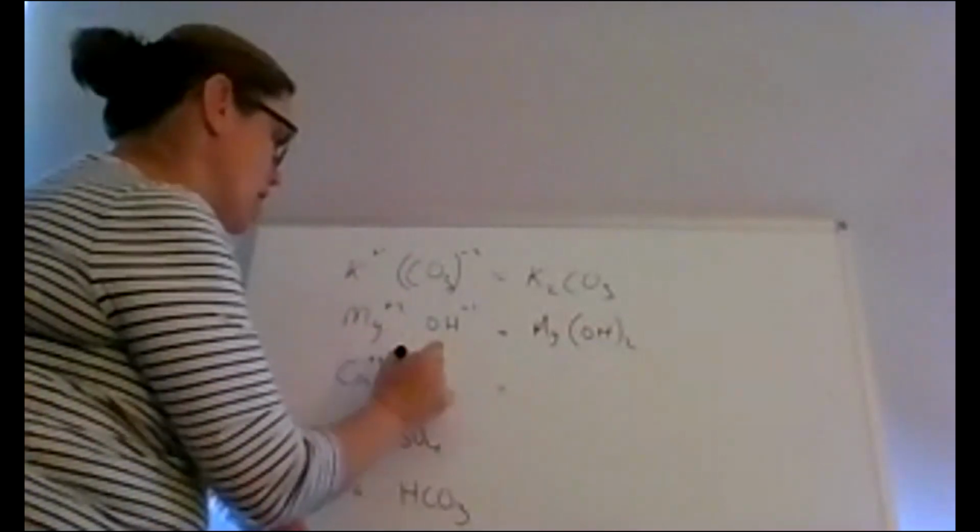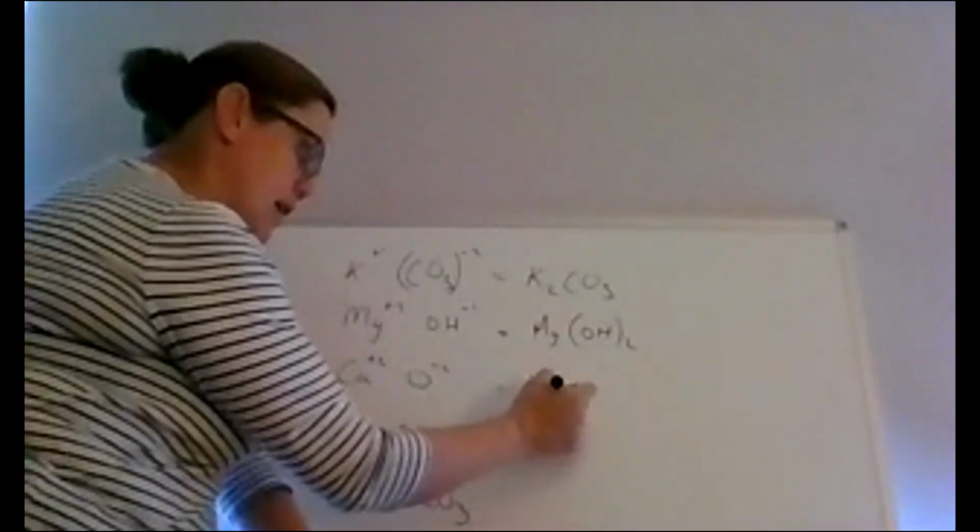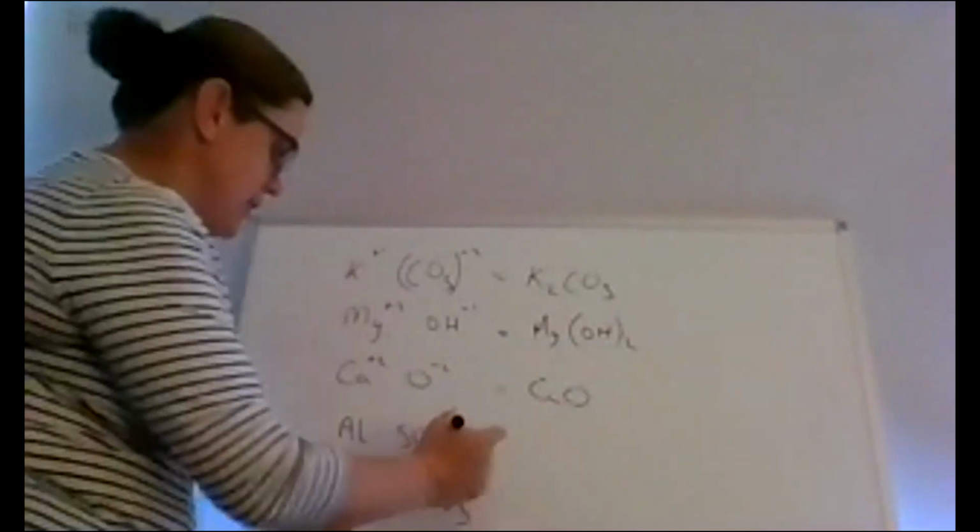Calcium is +2, oxygen is -2, so we don't need to do anything with that one. That's CaO, and that is fine.